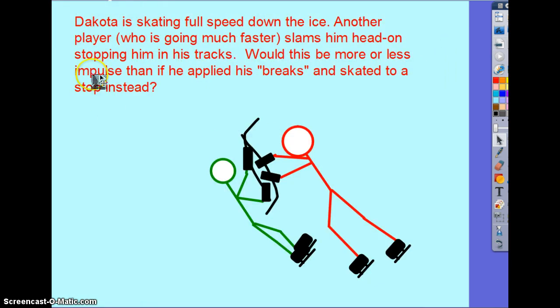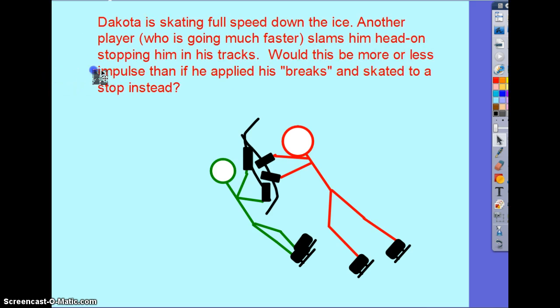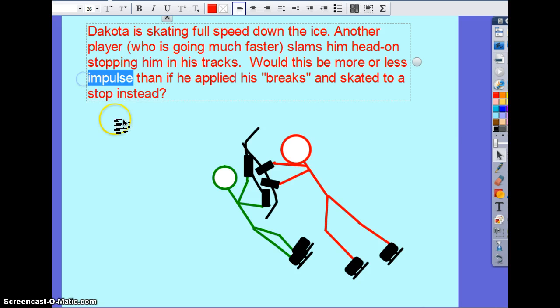An example of hockey. A skater is skating full speed down the ice. Another player slams into him head on, stopping him in his tracks. Would this be more or less impulse than if he applied his brakes and skated to a stop? Well, in both examples in the question, the player is stopping. The change in momentum is the same. All we're talking about is the difference in the way the momentum is changed. The impulse would be the same. The impact will be much greater when this stopping is very quick versus if you just gradually skate to a stop. The impact is much less.